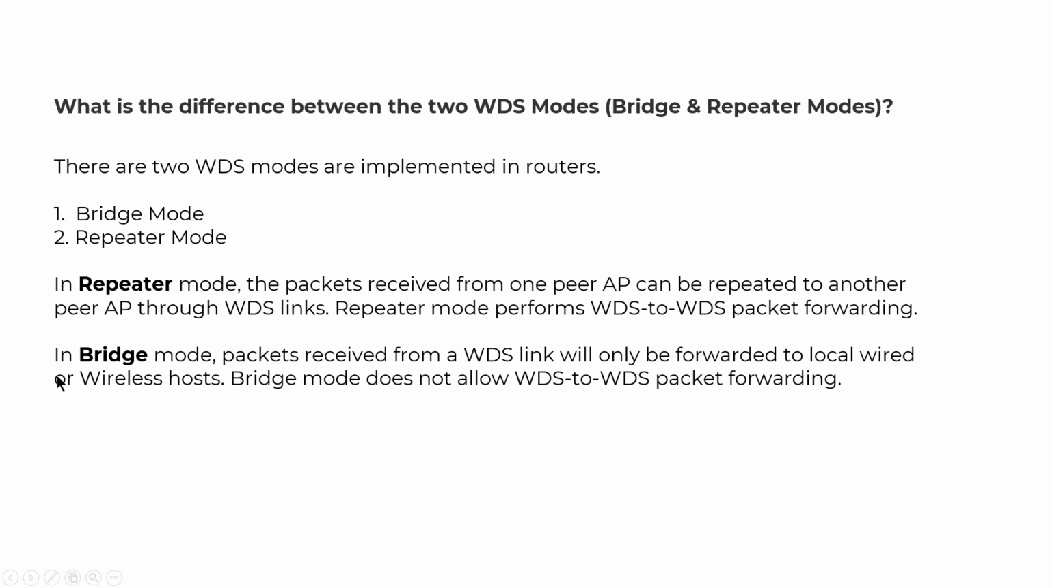Bridge mode is now a legacy mode. Right now, in some devices it's not available. You can say it's from an old age. In bridge mode, the packet received from a WDS link will only be forwarded to the local wired or wireless host. Bridge mode does not allow WDS to WDS packet forwarding. This is the main difference between the repeater and the bridge operation modes. So let's move into more details.